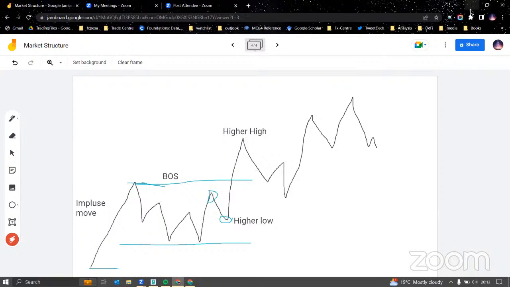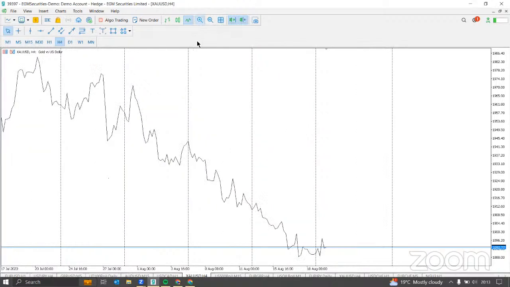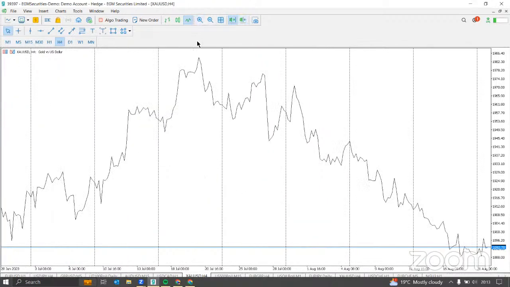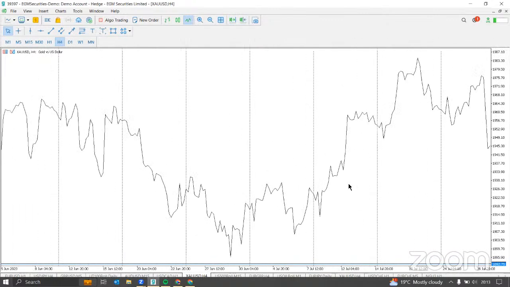So let's quickly jump onto the charts and identify the same concept again. I'll start with a gold chart. Let me just zoom this in. I'll start from this point over here so that we can save time.